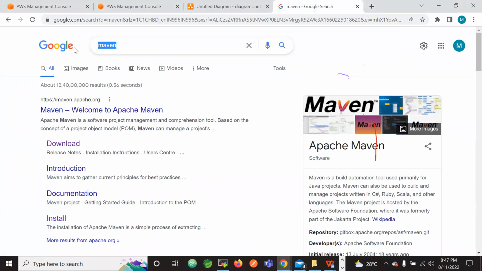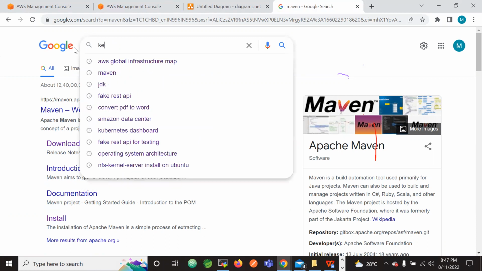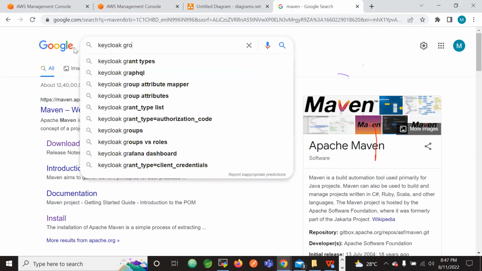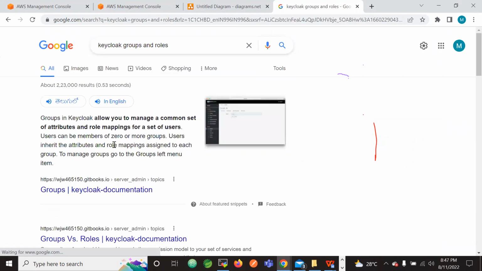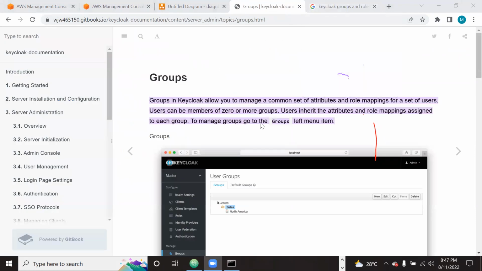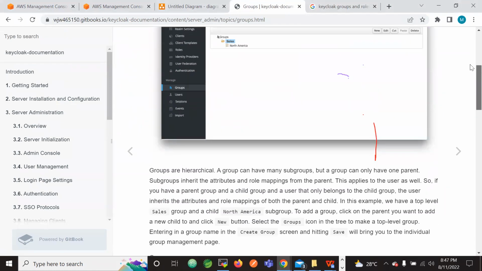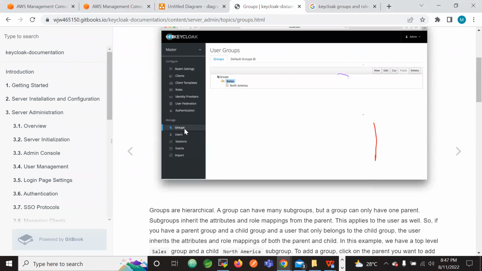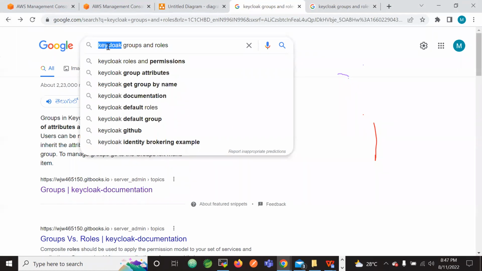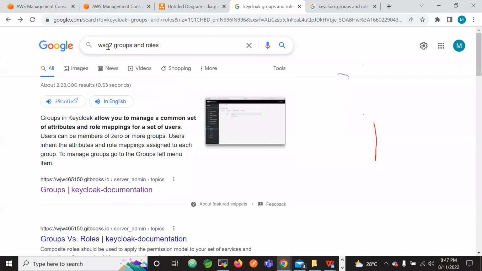For example, let me take Keycloak. Keycloak is one IAM server, an identity access management server. So Keycloak, groups and roles. If you can see the screenshot, I'm just opening these things just to give you the idea, not to confuse you or make it too tough. I'm just explaining the general concept where we need to focus. See, groups are here, the users are here, roles are also here, isn't it? This is about Keycloak. And you can see any other thing now, for example, I can see WSO2.